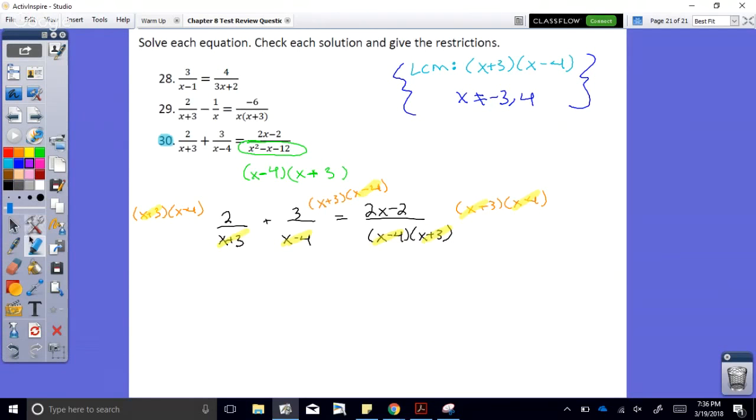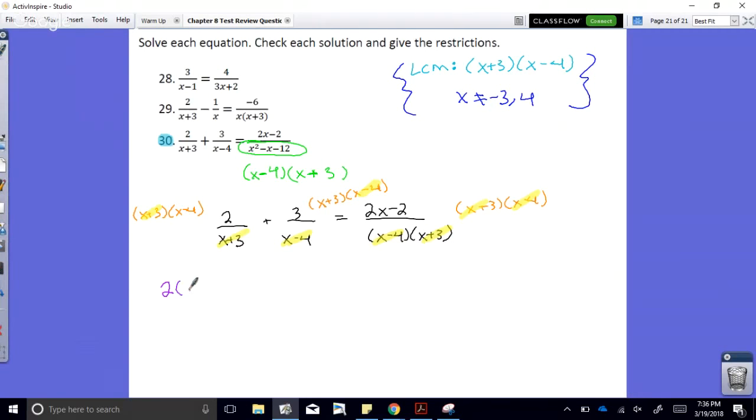So then we can rewrite what's left. The first one has 2 times an x minus 4. Second piece has a 3 times an x plus 3. And the third piece is just left with the 2x minus 2. And now we can solve. So I have 2 times x, 2x. 2 times negative 4 is negative 8.